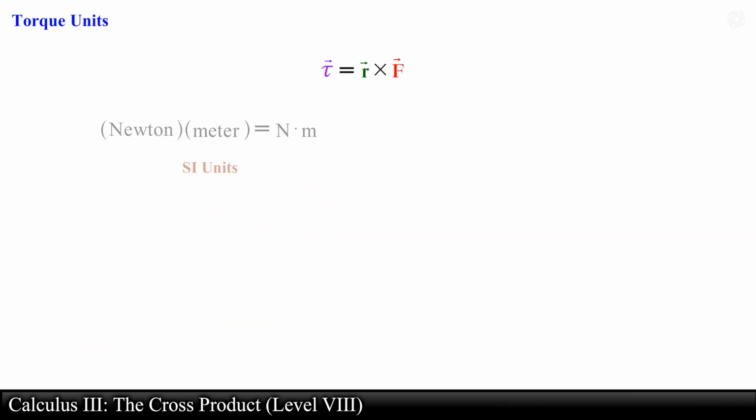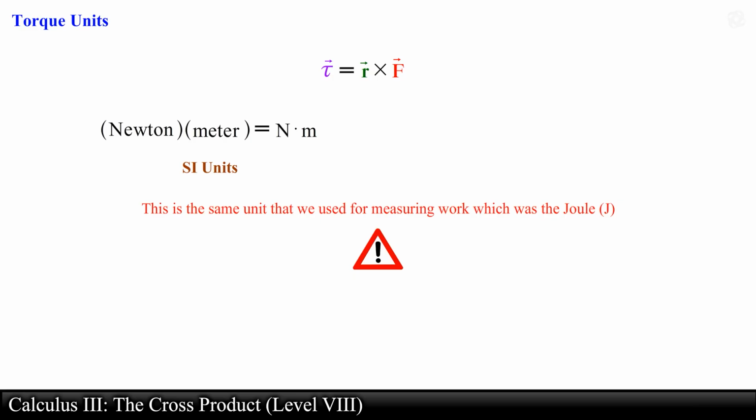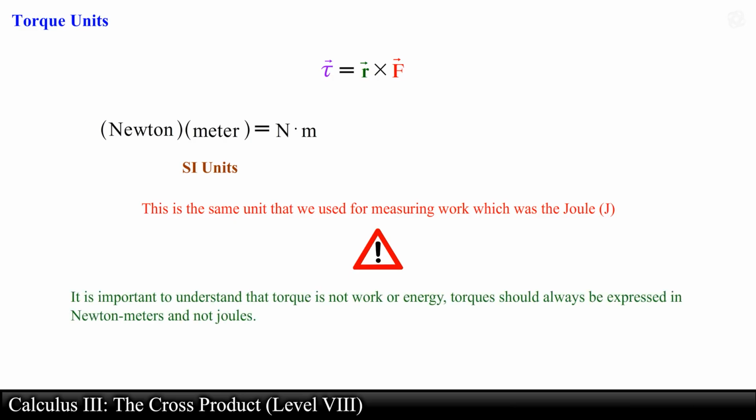The SI unit of torque is the Newton meter. Now, this is going to be a little confusing because this was the same unit that we used for measuring work, which was introduced in the dot product video series. In the case of work, the unit was measuring energy in joules. Despite this, it is important to understand that torque is not work or energy. Torques should always be expressed in Newton meters and not joules. This will help avoid mistakes and misunderstandings.